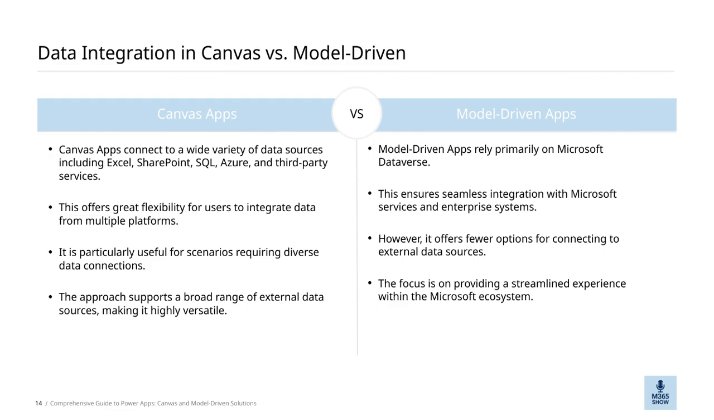So, while they excel at providing a streamlined experience within Microsoft, they might be less flexible if your data lives elsewhere. On the other hand, Canvas apps shine when it comes to connecting to a wide variety of data sources. You can link Canvas apps to Excel, SharePoint, SQL databases, Azure services, and even third-party platforms. This flexibility makes Canvas apps particularly useful in scenarios where you need to integrate data from multiple, diverse sources. It's a versatile approach that supports many external data connections, giving you more control and customization opportunities.